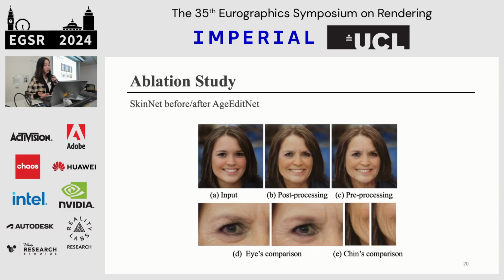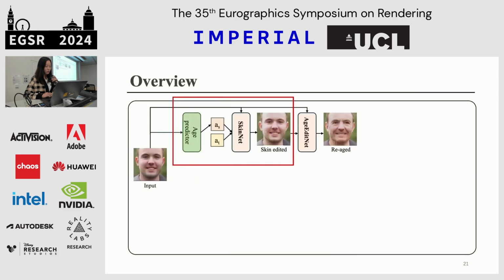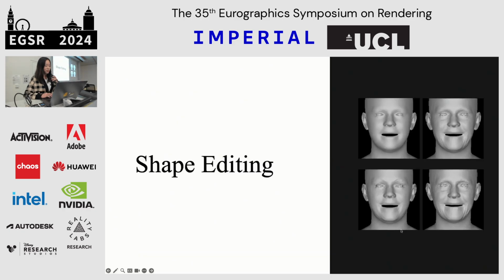Now we have SkinNet for skin tone editing and also the age edit net for facial structure changes. Which order should we put in our pipeline? As shown in this figure, the pre-processing results show more effective aging effects such as wrinkles. The primary reason is that the skin editing reduces the color intensities at older ages, resulting in lighter skin tones, including the areas around wrinkles. So here is a part of the texture editing. We put the SkinNet before the age edit net.